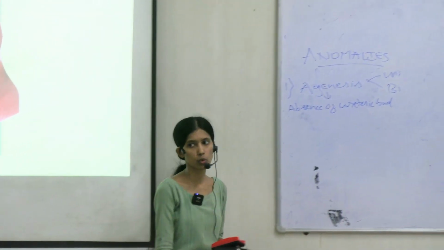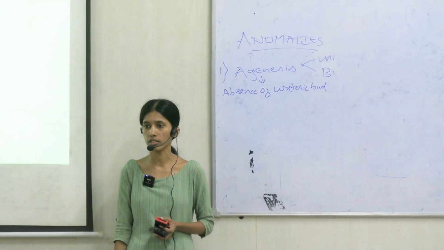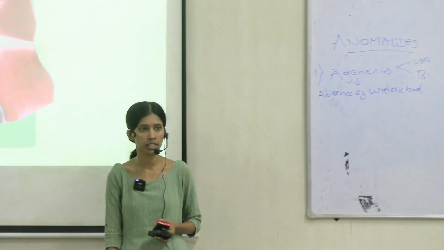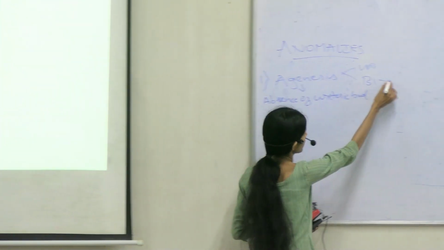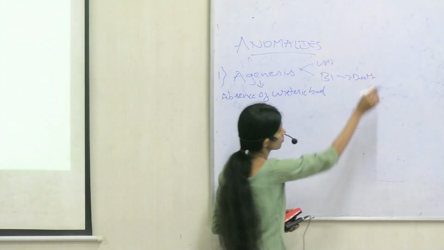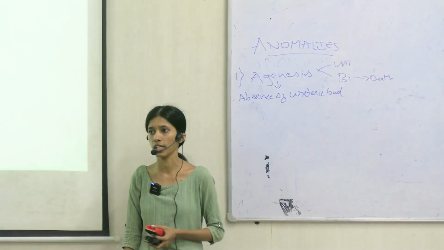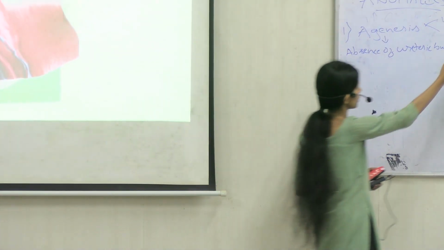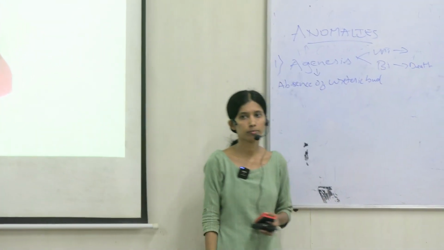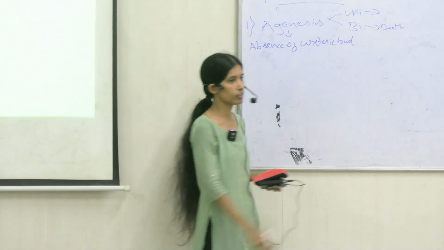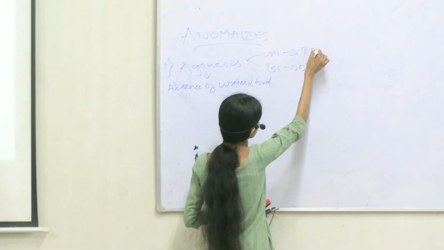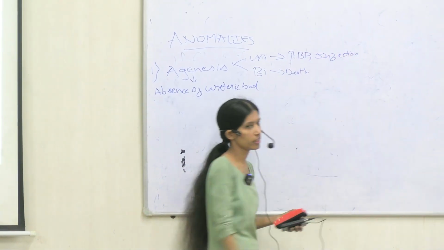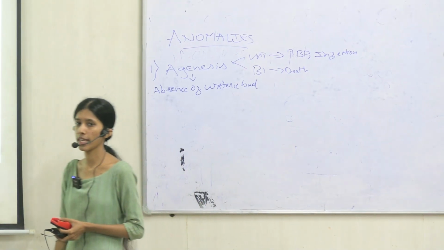Again here we have two conditions. The first one is unilateral and the second one is bilateral. Bilateral means absence of both the kidneys, which will lead to the death of the baby. And the other one is unilateral, where there is absence of one kidney. What happens when there is unilateral kidney? There will be high blood pressure. Infection of kidney is often common here, and any other condition?